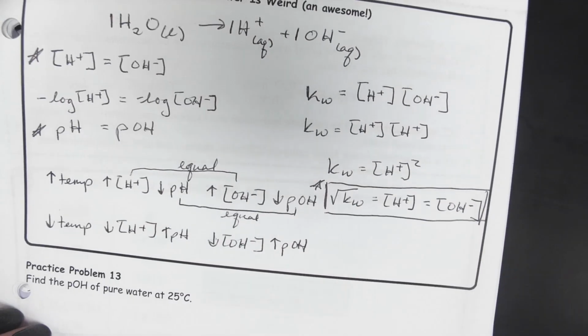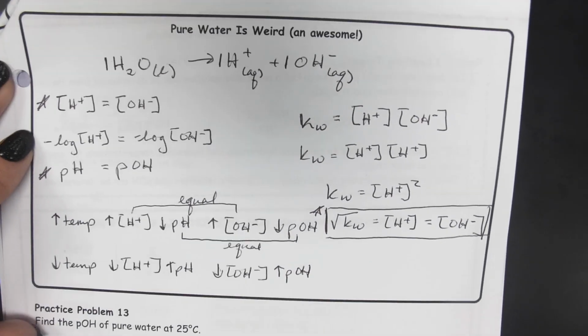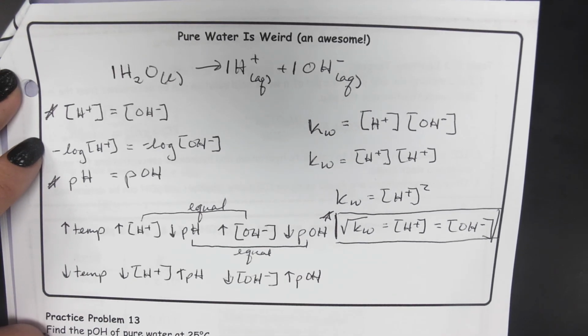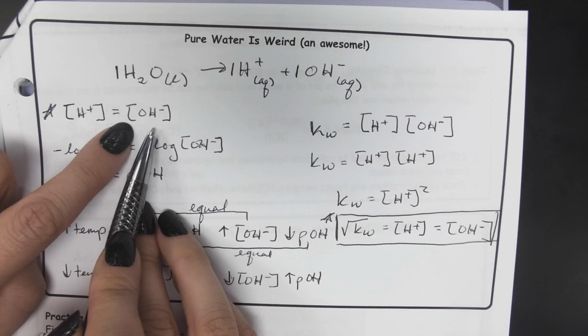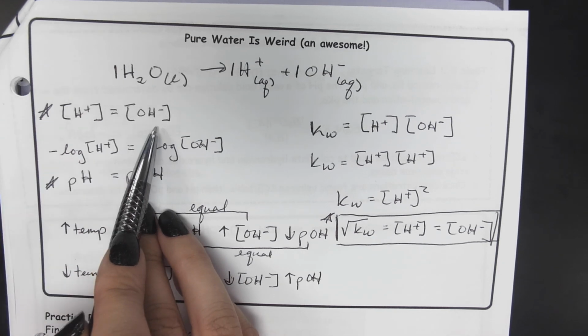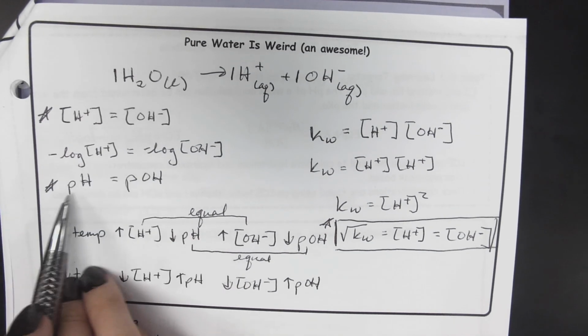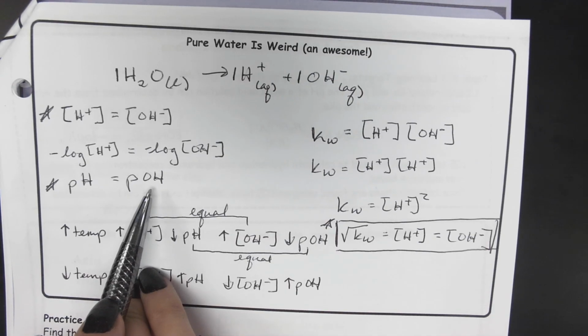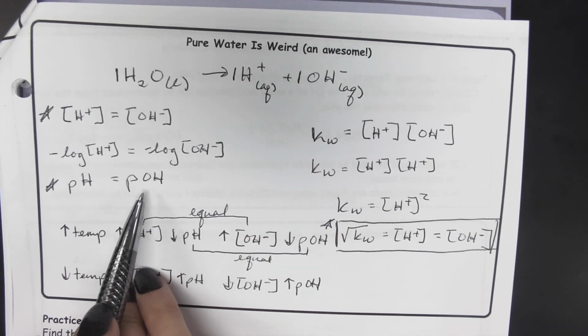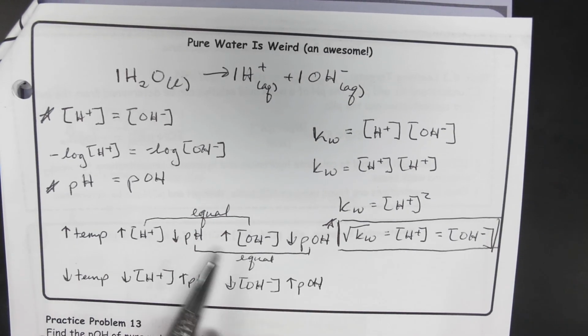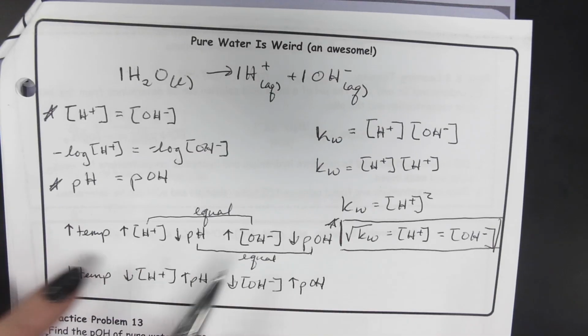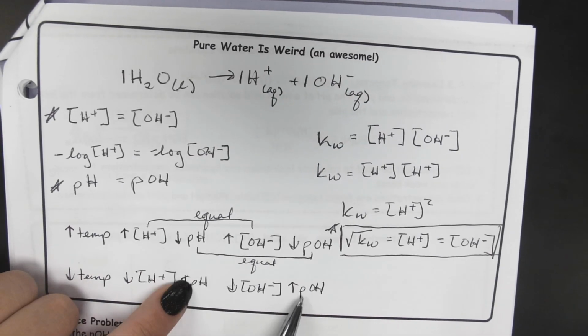Maybe a star too. The three things that have stars are what I really need you to remember about pH and pOH of pure water. It doesn't matter what the temperature is, the concentration of H+ always equals the concentration of OH-, which means it's always neutral. pH always equals pOH. If it's 25 degrees Celsius, then the pH is 7 and the pOH is 7. If the temperature is higher, then the pH and the pOH go down. If the temperature is lower, then the pH and the pOH go up, but they still equal each other.